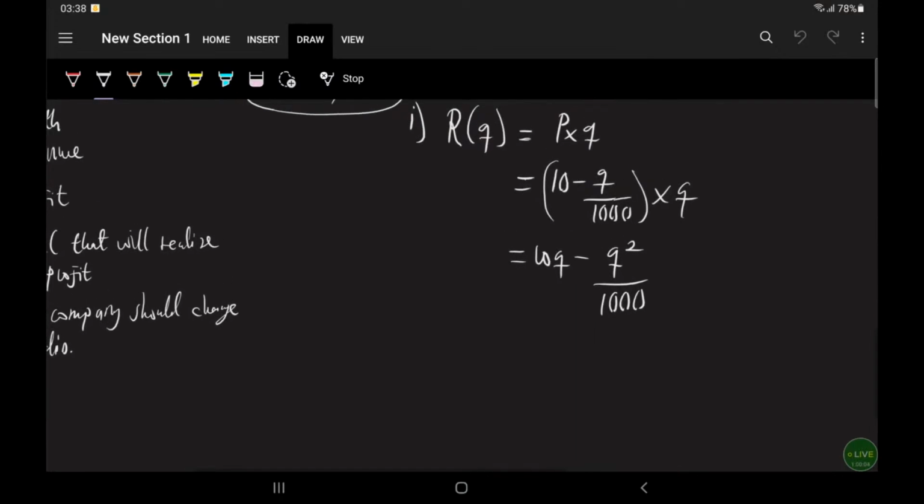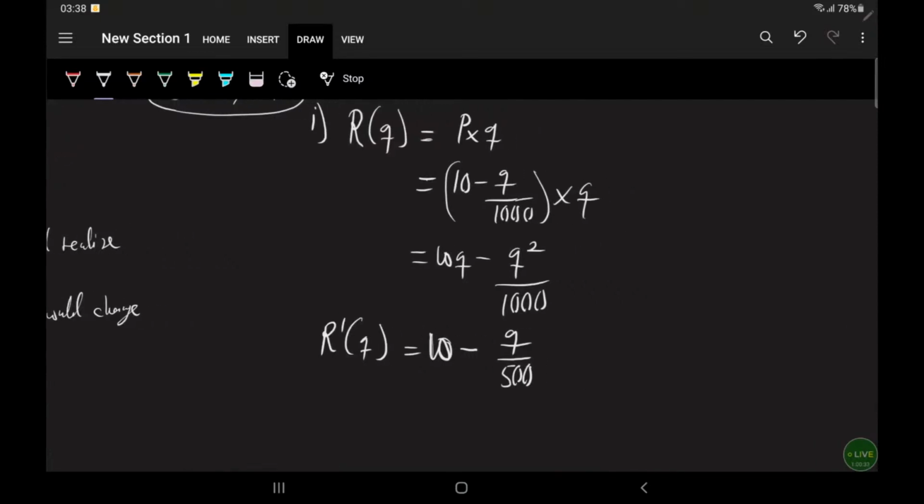So here, the first thing I need to do is find the first derivative of this revenue function, which is 10q minus q squared over 1000. So the first derivative is R prime of q. The differential of 10q gives me 10, and the differential of q squared over 1000 gives me q over 500. I hope that is clear.